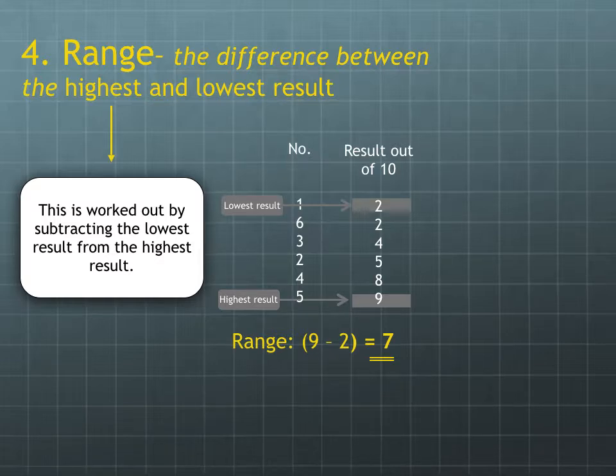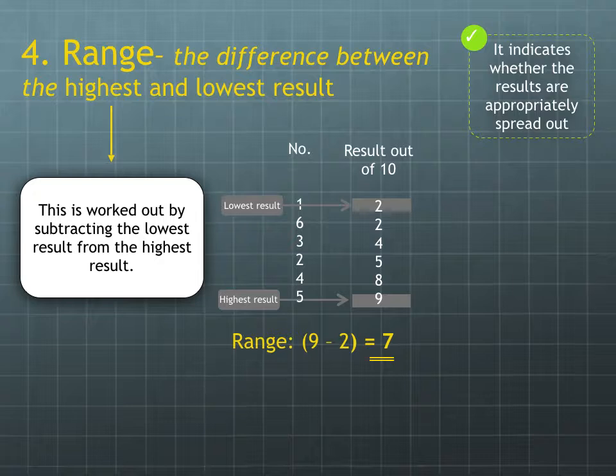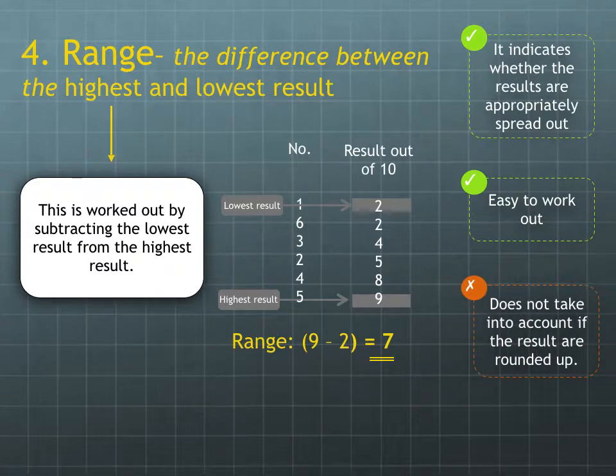So the advantages of the range, there are clear advantages. The first is it indicates whether the results are appropriately spread out. The second, it's very easy to work out. Often this simple method doesn't take into account the results that could have been rounded up. There are other methods that you can use to avoid this, but you need to remember this and take it into consideration when using the range.